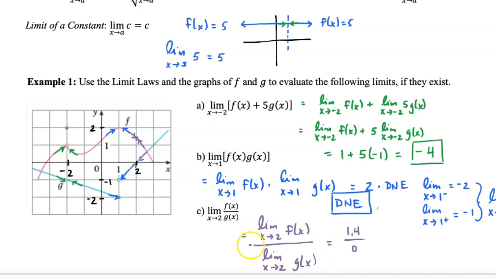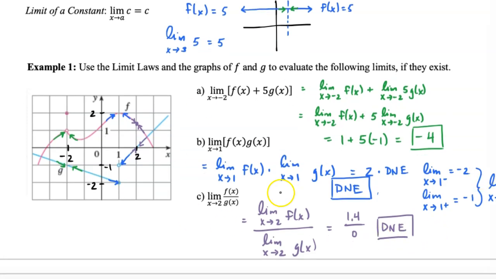Well, since we can't actually use this quotient rule and our numerator is approaching a non-zero number and our denominator is approaching 0, then again we are going to conclude that the limit does not exist. So this limit does not exist.